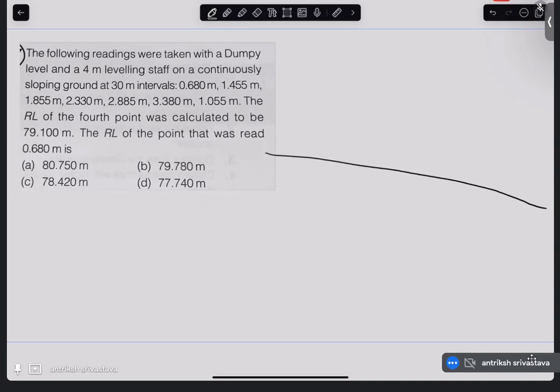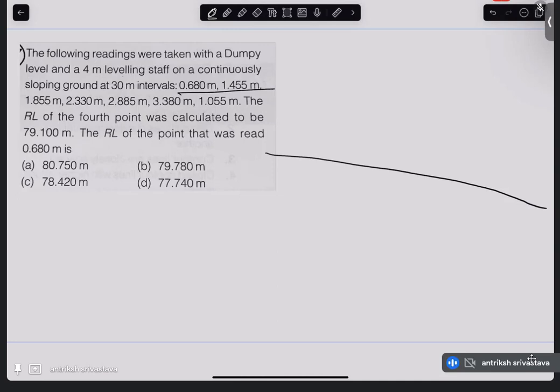Okay. So the question is, the following readings were taken with a dumpy level and a 4-meter leveling staff on a continuously sloping ground at 30-meter interval. And these are the readings that are given to us: 0.68, 1.45, 1.855, 2.33, 2.885, 3.38, 1.0.